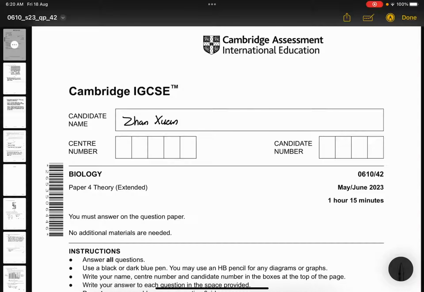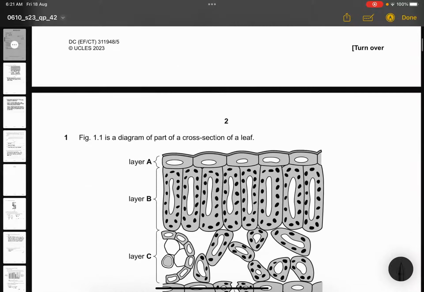So today we are going to do the 0610/42 May-June 2023 Paper 4 Theory Extended. So this is the Paper 4 that I've done for my June 2023 series. Today we are going to discuss everything that has come in this paper. Okay, let's go to question 1.